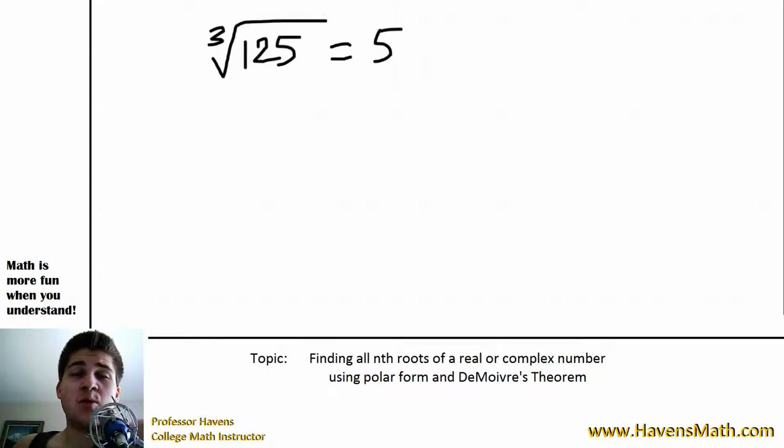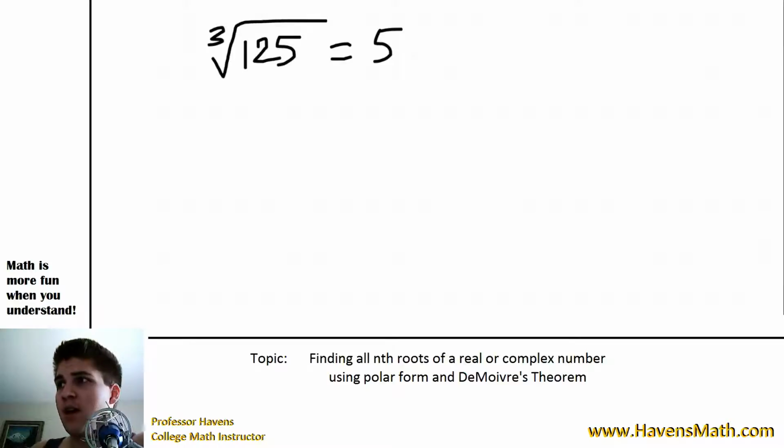There are actually 2 more. Any number, if you're looking for, say, the cube roots or 4th or 5th roots, always has that many roots. So 5th roots will have 5, 6th roots will have 6, and so on. So for 125, there are actually 2 other numbers besides 5 that, when raised to the third power, make 125. So there are more cube roots out there, and this is how we find them.